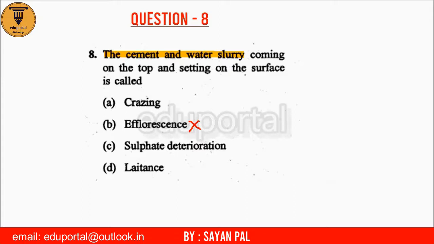And sulfate deterioration, we know, occurs due to the reaction of sulfate salts with the C3A present in the cement, and as a result the concrete disintegrates. So this option is not correct. So we have two options left, crazing and laitance. We will study what crazing is and what laitance is. Here the answer will be laitance. Okay, so how we are getting that, we will check.